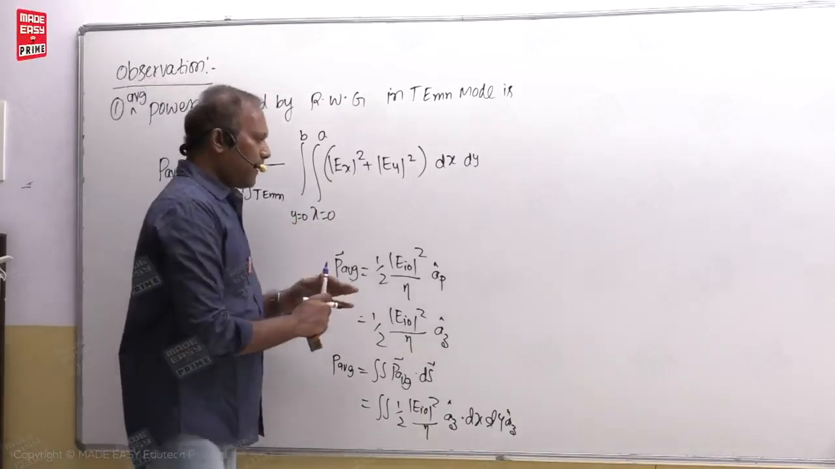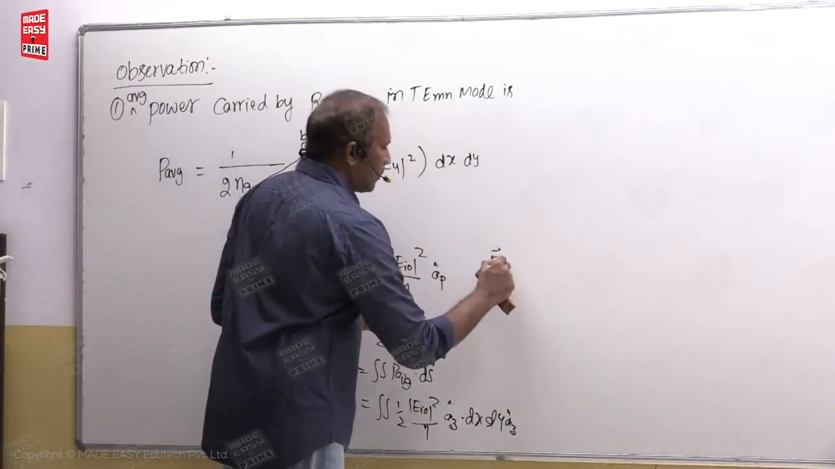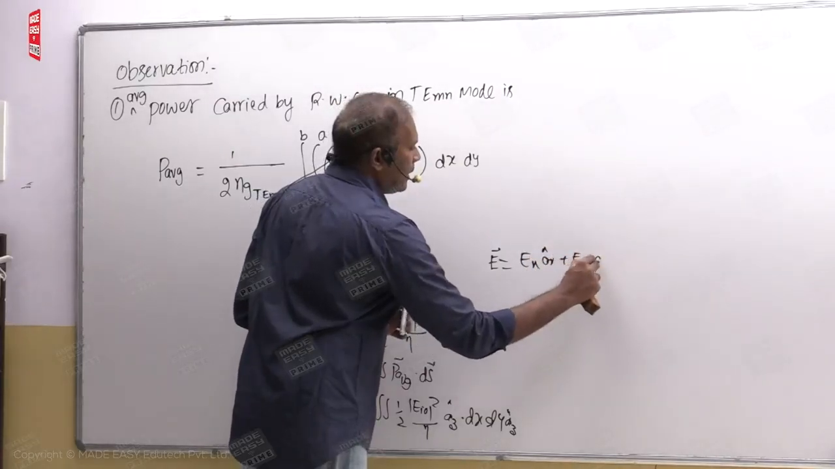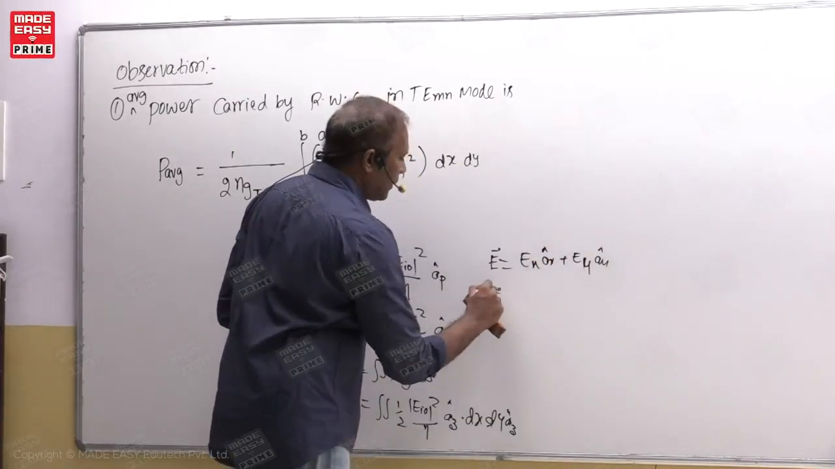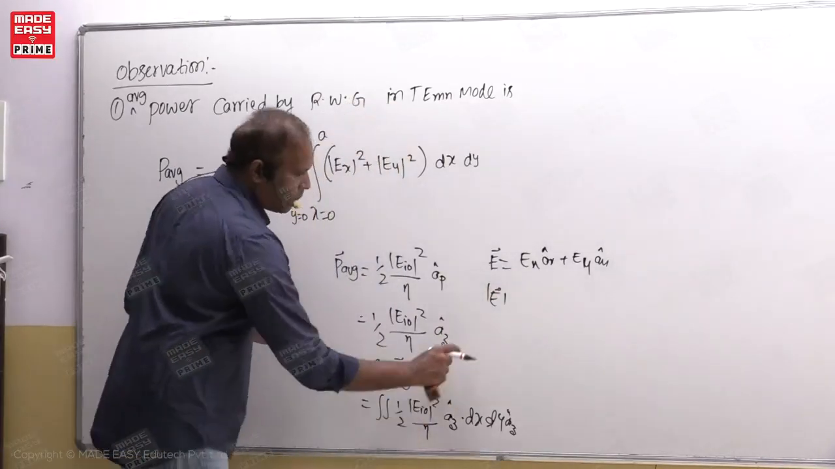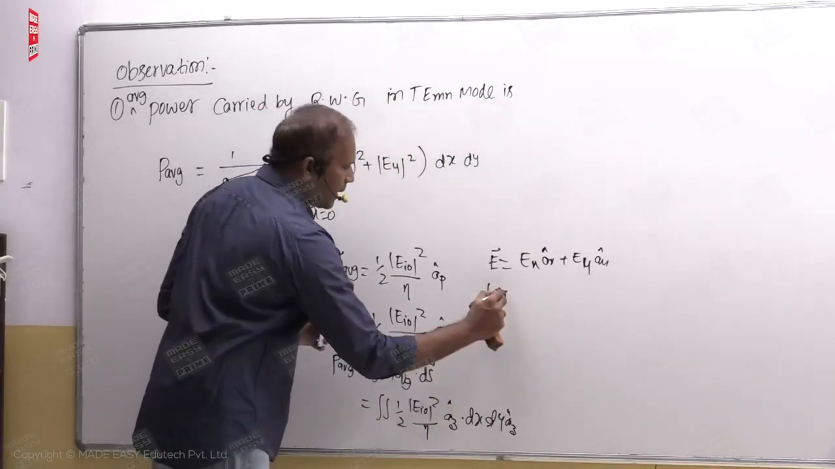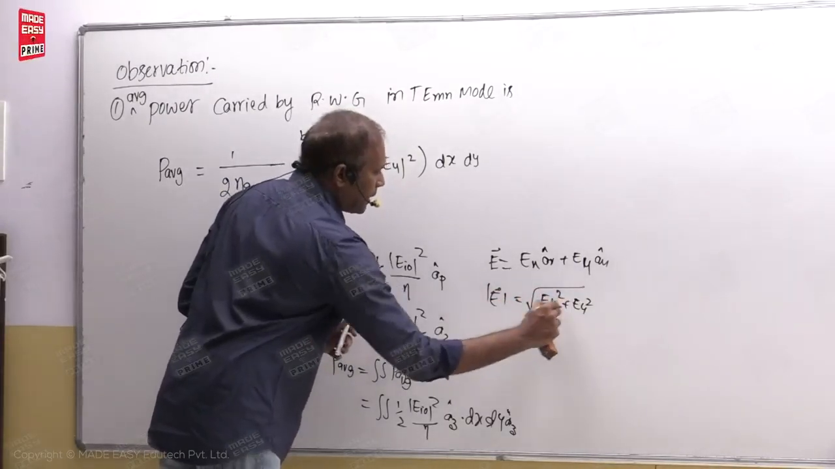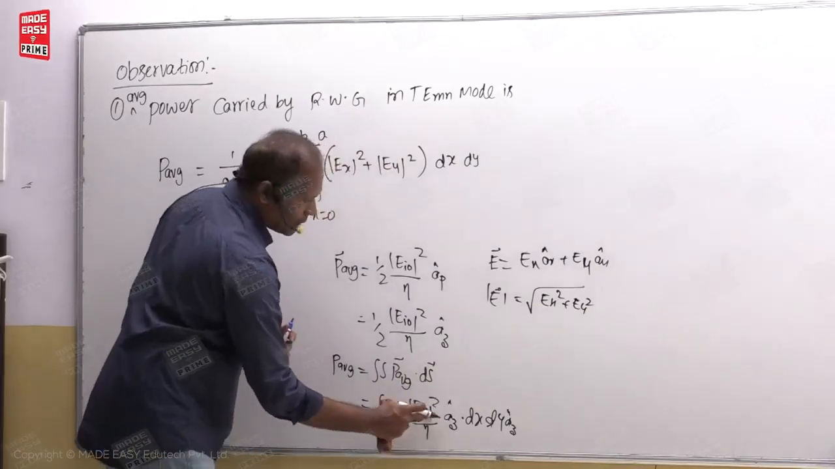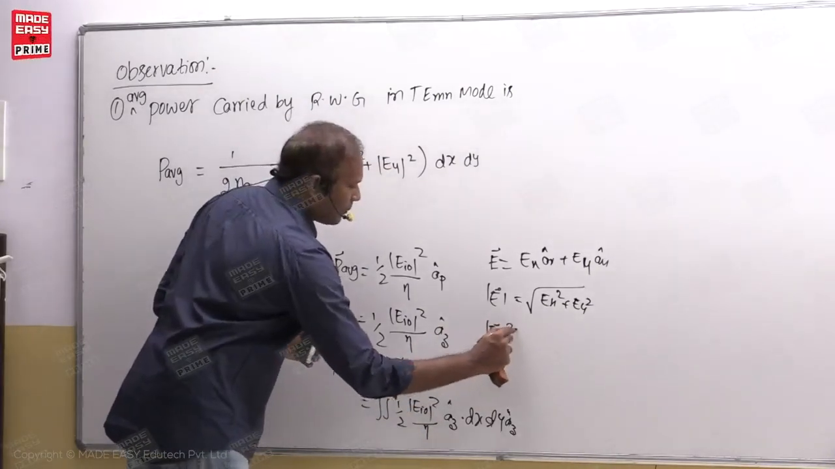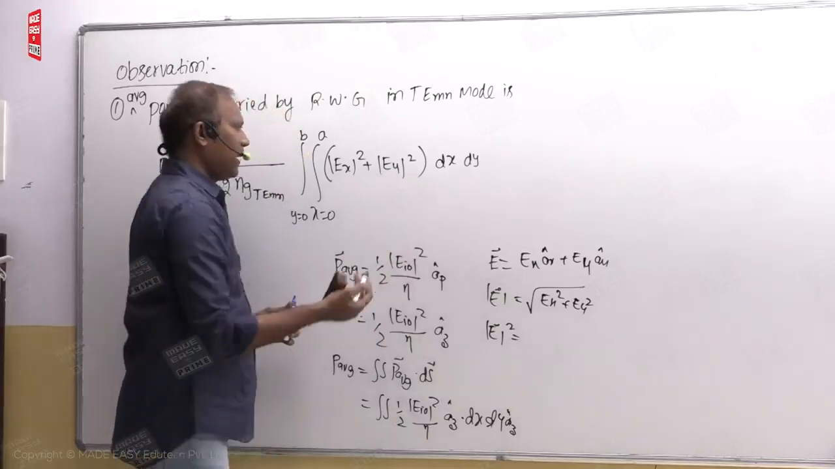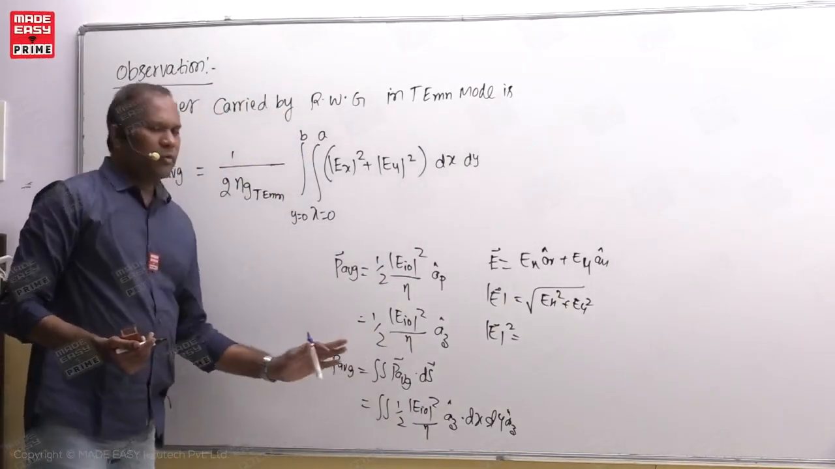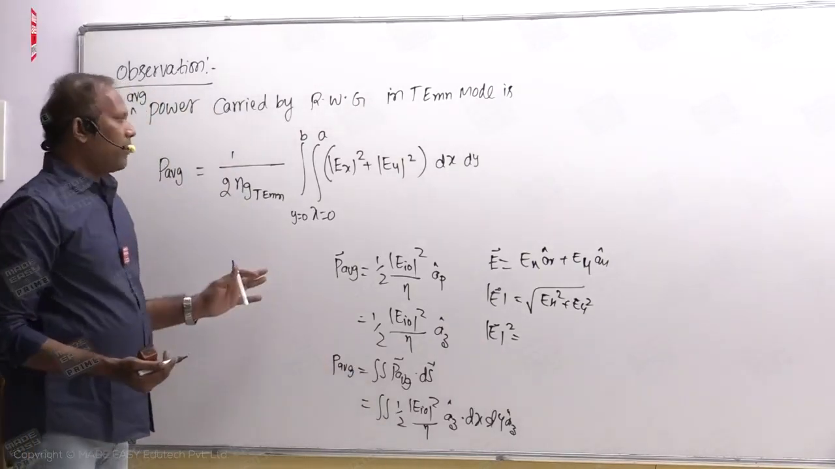So in the rectangular waveguide, the total electric field is E_x a_x plus E_y a_y, and in place of this you get the modulus of electric field whole square. The modulus of electric field is root of E_x square plus E_y square. Then here modulus of E whole square is there, which means E_x square plus E_y square you get. So this formula is similar to this one only, but it is for the rectangular waveguide.